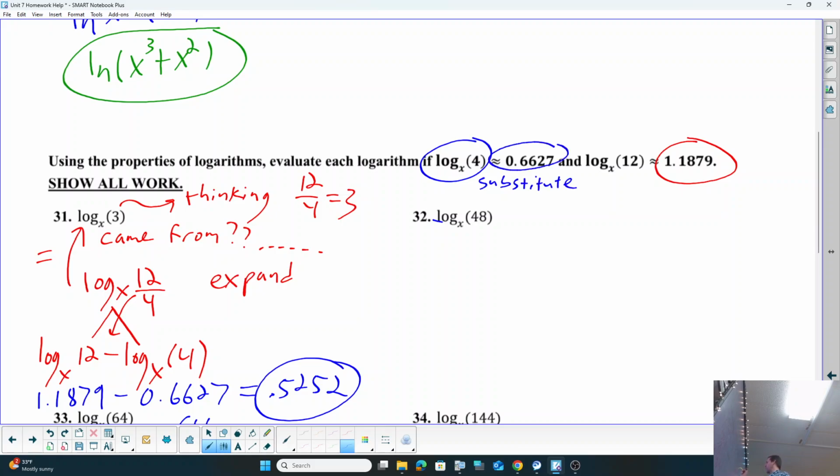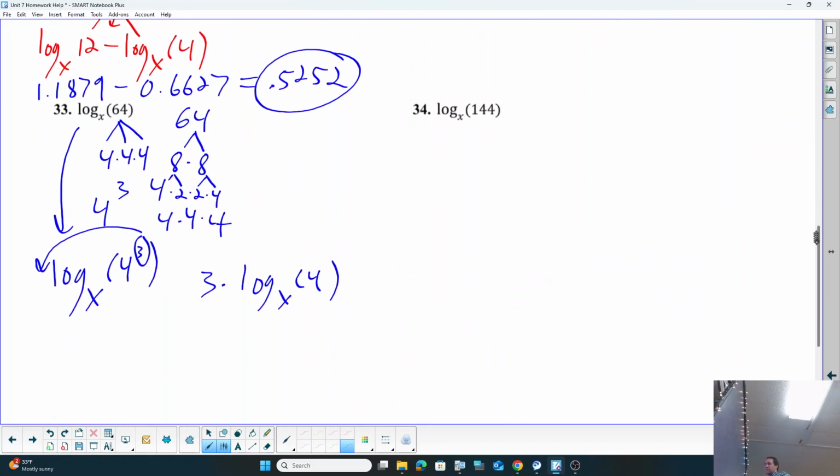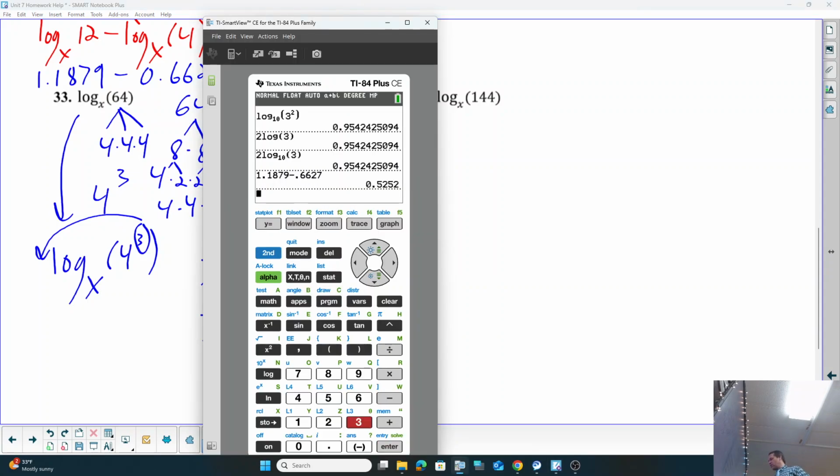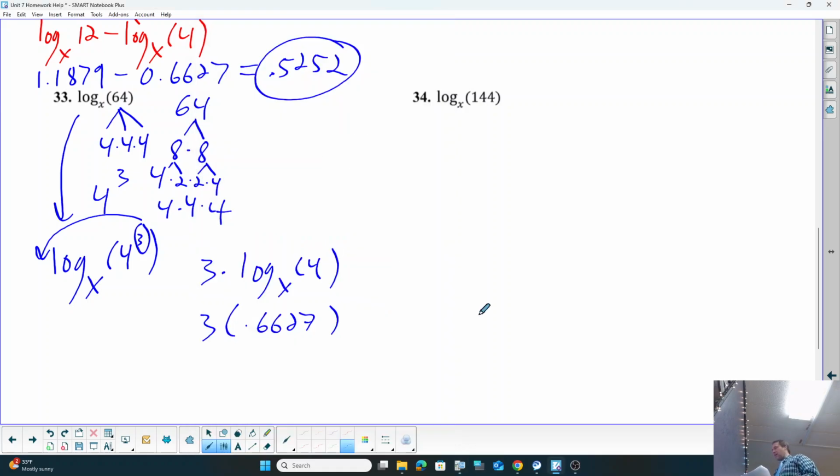So substitute 0.6627. So 3 times 0.6627 is what we're doing there. And so we just plug that into our calculator. So 3 times 0.6627 is 1.9881. Yeah. So that equals 1.9881, is our answer. Wow, that was a weird section.